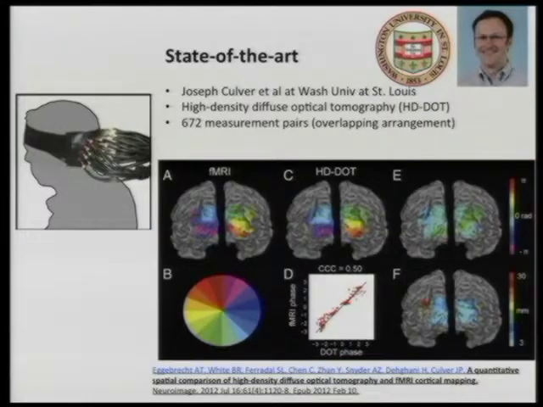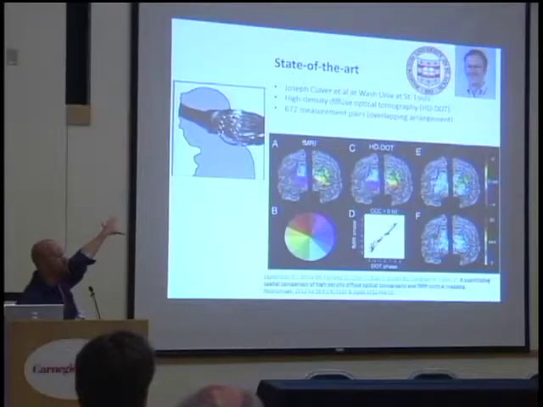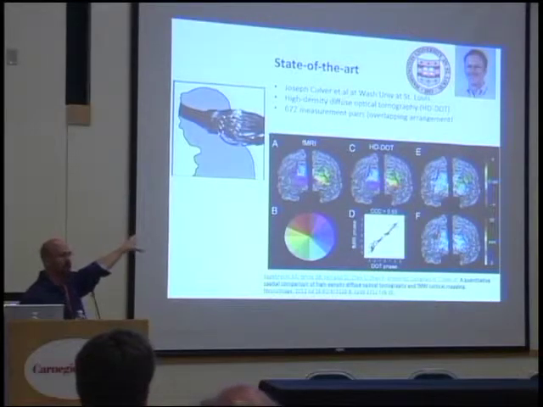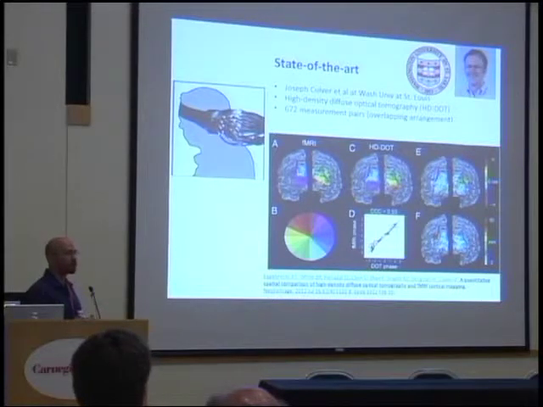Just to show you the current state of the art, if you get a really high density system, with a lot of these source detector pairs, really packed in to get all these different overlapping measurements like what Joe Culver did at Washington University, you can start to make images that are comparable to things like fMRI. So Joe did this study. He had 672 measurements at each of 2 wavelengths. So this is a very, very, very high density source detector arrangement.